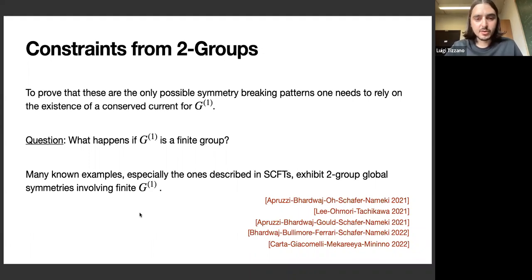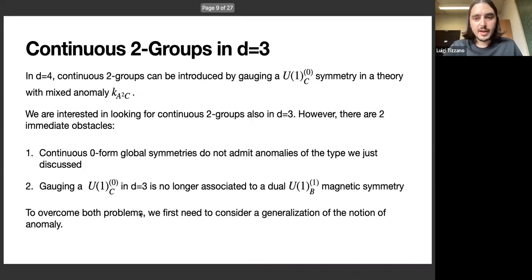Okay, so this concludes for the moment the discussion of two groups in 4 dimensions. And now I want to try and replicate this discussion also in 3 dimensions. But as we saw in 4 dimensions, continuous two group can be introduced basically by gauging this symmetry U1C in a theory that has a mixed anomaly between a U1A and a U1C symmetry.